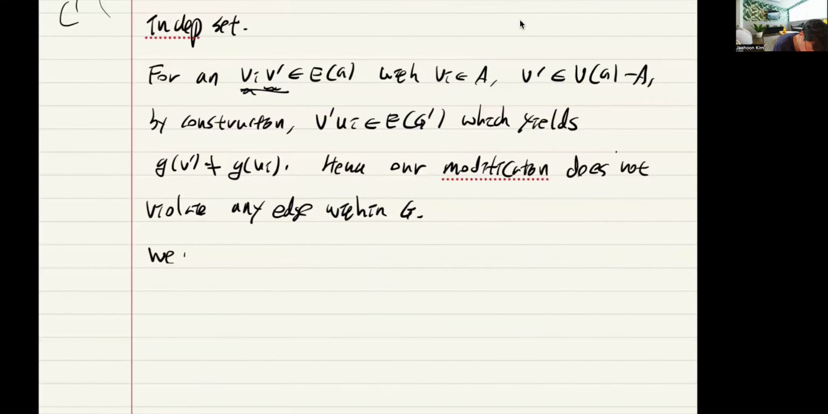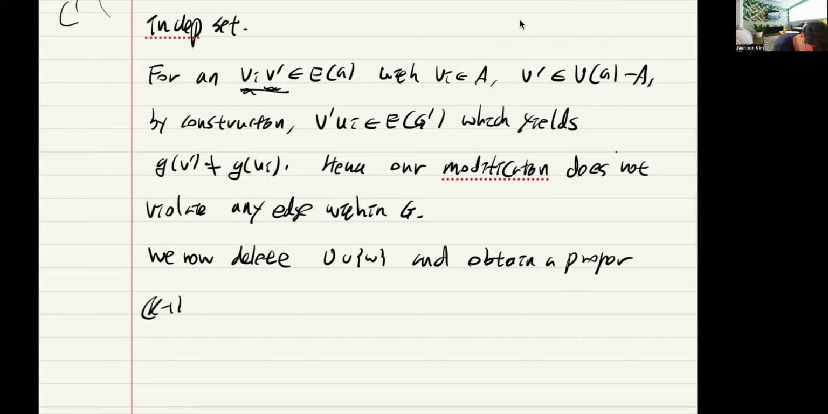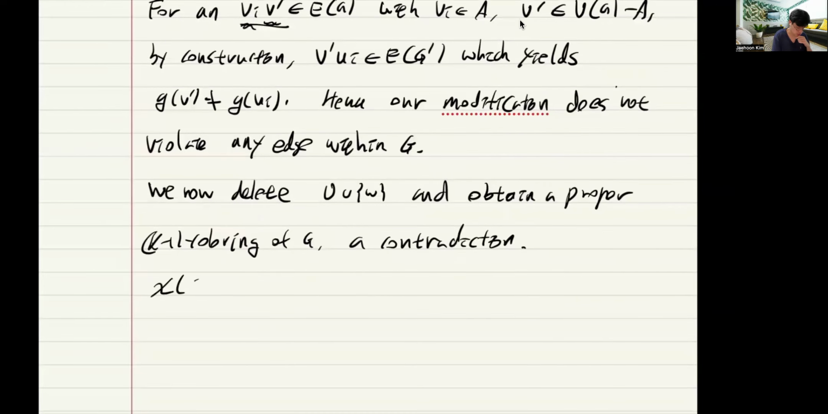So what? We now delete U and W and obtain a proper K minus 1 coloring of G, a contradiction. This shows that in order to color G prime, you need at least K plus 1 colors. So we have shown that G prime is indeed K plus 1 chromatic.